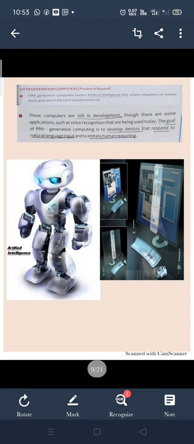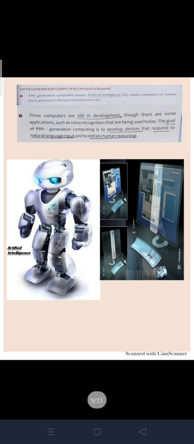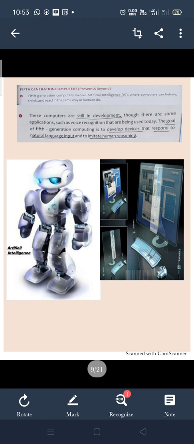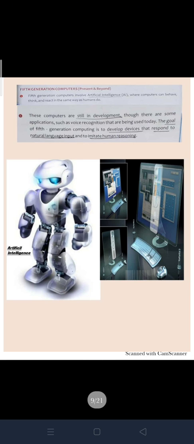And the future computers, they are working on robotics, children, making computers which can walk, talk, behave and take self decisions like a human being. They can give human reasoning also, and they can understand natural language instead of just programming language.